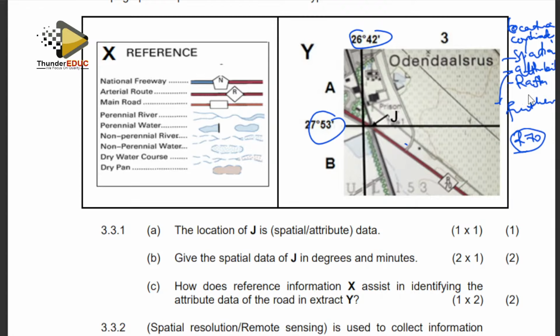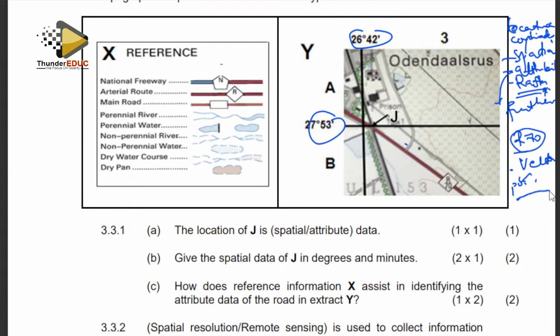Then we have raster data. Raster data is data in the form of pixels, which is an image. For example, an orthophoto map is an example of raster data. Then we have vector data. What is vector data? Vector data is data in the form of points, lines, and polygons. For example, a spot height is a point.